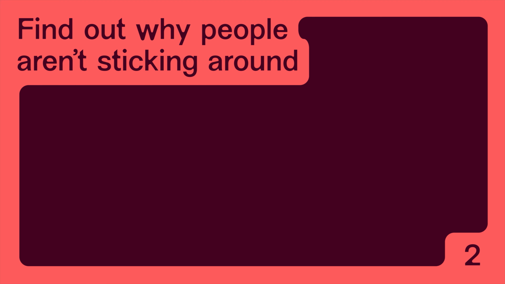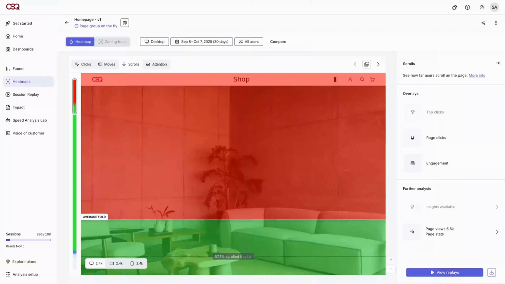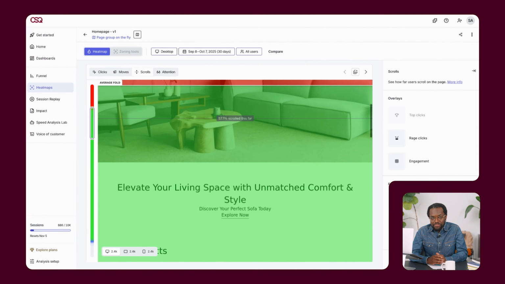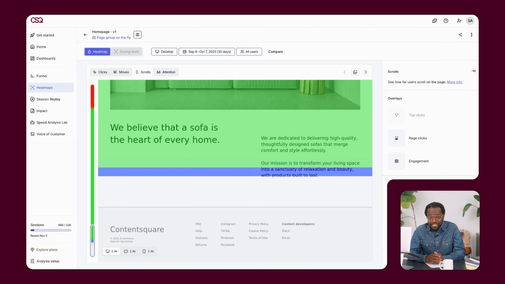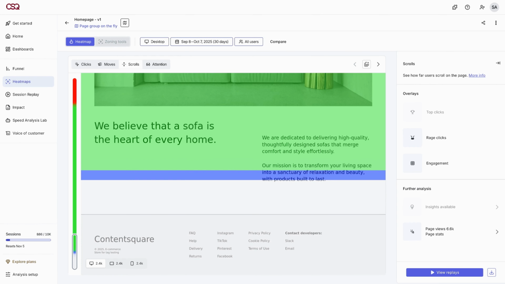on what actually converts. And 2, find out why people aren't sticking around. Contentsquare's session replays and heat maps show you exactly why people aren't sticking around. Not just that they left, but where and what stopped them. The bounce rate tells you there's a problem. Scroll data and session replays show you what it actually is. That's the difference between measuring and truly understanding.